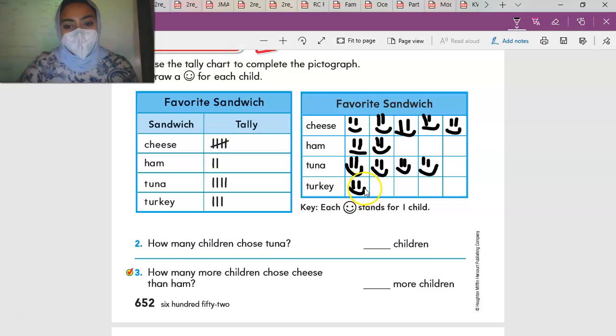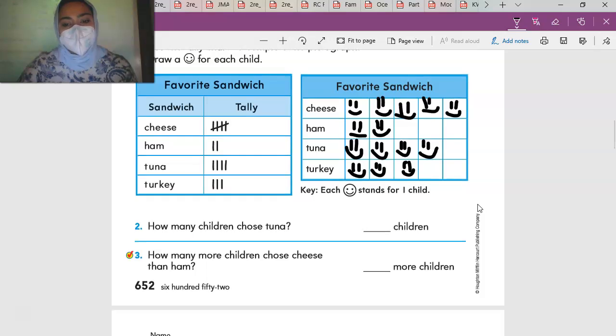1, 2, 3. How many children chose tuna? 4. That's an easy question.